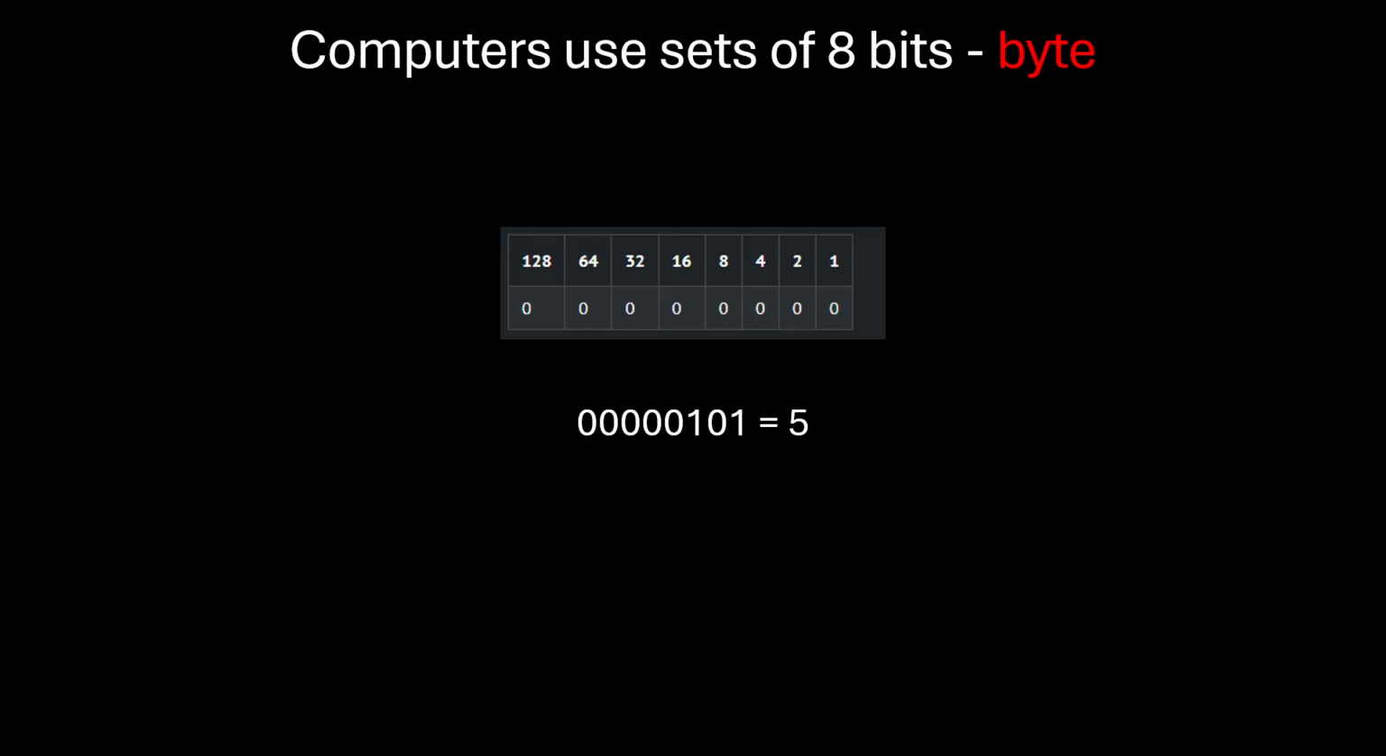Now, understanding this, computers do not display the values. As I mentioned before, computers only use ones and zeros, so you only see the ones and zeros. Computers usually use sets of 8 bits, also known as a byte. For example, if 4 and 1 were to be turned on, this byte, or 8 bits, would look like this. It would equal 5, because 4 plus 1 equals 5.